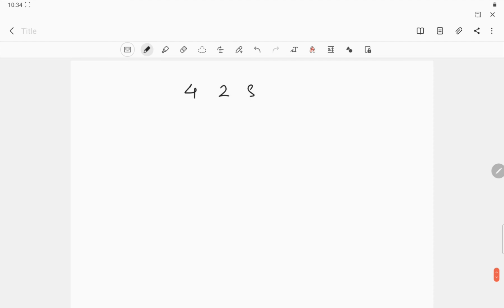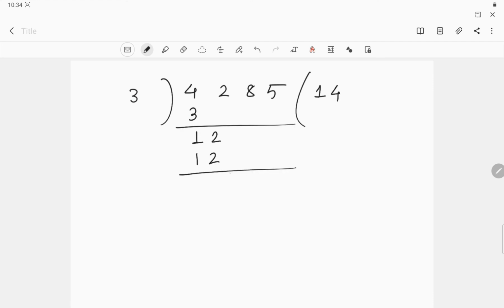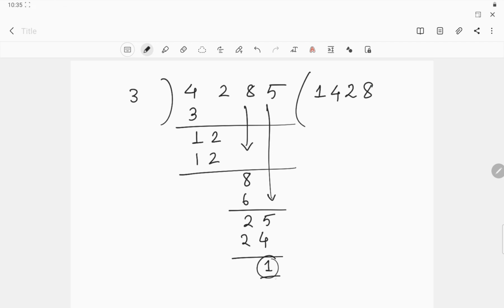So let us check. 4285, divide. 3 ones are 3, 12 is... 3 fours are 12. Bring down 8. 3 twos are 6, and bring down 5. 3 eights are 24. You are getting 1 as a remainder, but you have to get the remainder 0, but you are getting 1. That's why 4285 is not divisible by 3.